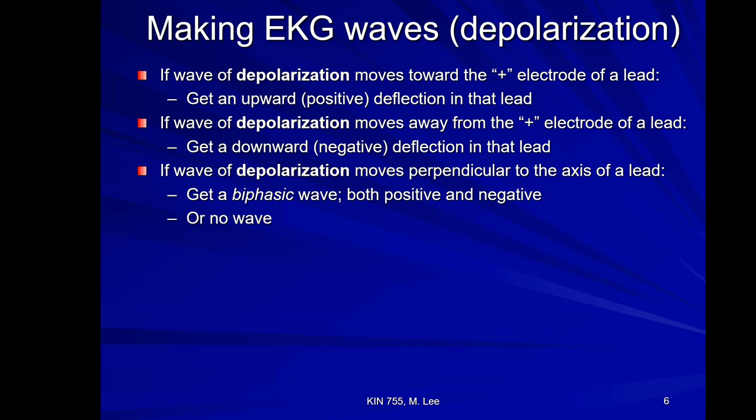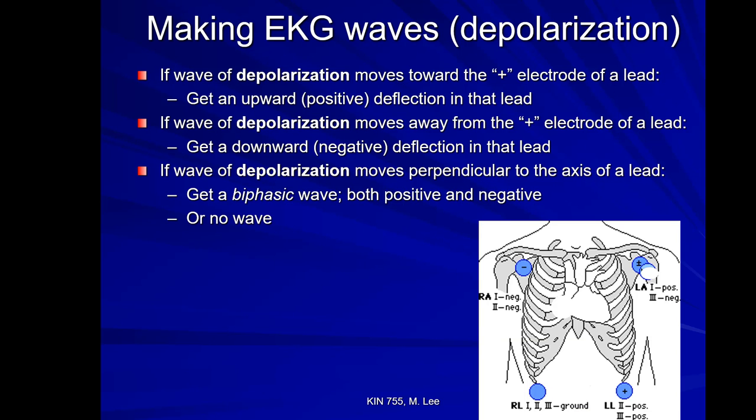So here's the deal as far as how the electricity leads to waveforms on the EKG. If we focus on the depolarization aspect, if the wave of depolarization moves towards the positive electrode of a lead, you get an upward, we can also call it positive, deflection in that lead. So we'll say upward deflection on the EKG. In other words, if I'm looking at lead 2, here's the positive end, here's the negative end. If the electrical activity in the heart is going in this direction, more towards the positive end of that lead and away from the negative, that means on the EKG I'm going to get an upward deflection on that graph.